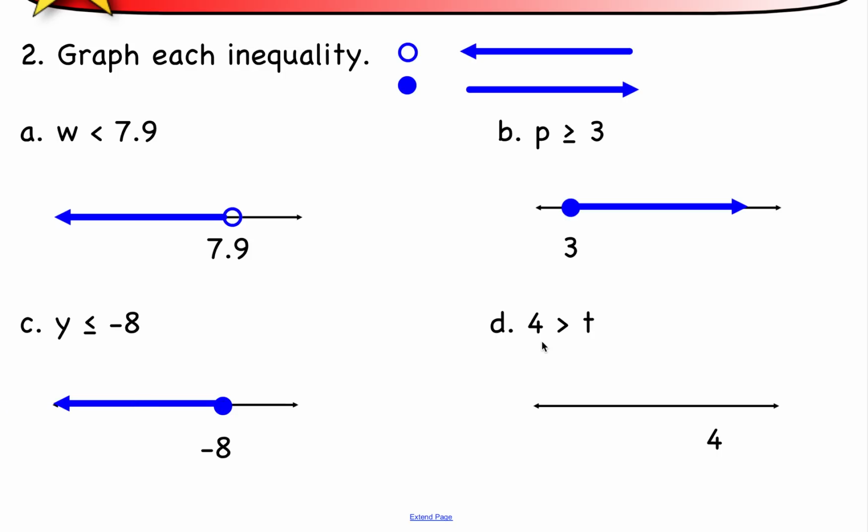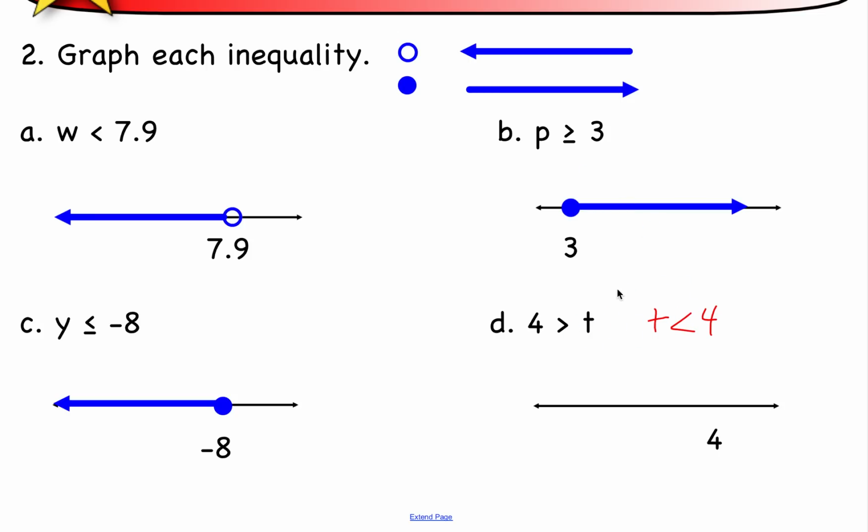Letter D says 4 is greater than t. Now this one's a little bit tricky. In order to graph these correctly, we always want to have our letter on the left. So you'll notice the open side is toward the number and the pointed side of the inequality is toward the letter. So if we were to rewrite that, we could say t is less than 4, right? Because the pointed side is toward the letter and the open side is toward the 4. So these are the same statement.